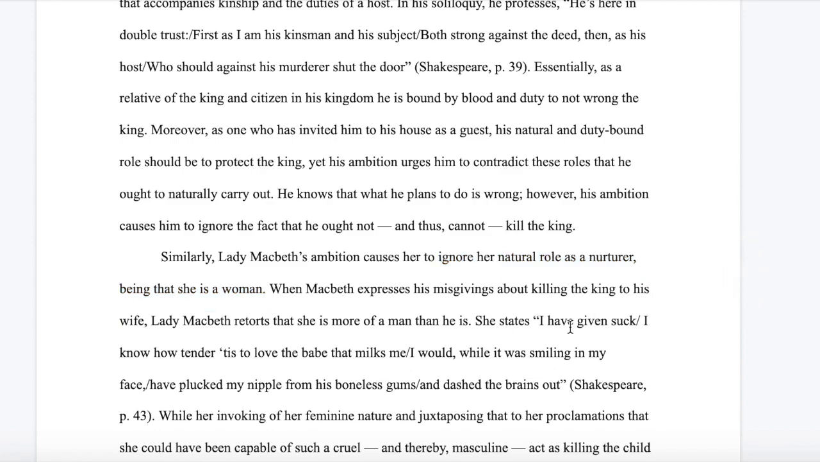I then provide context to introduce that quote, where she mentions all of those things, because she says this when Macbeth has misgivings about killing the king. So I give some background information about the quote that proves this before I actually introduce the quote. And then I introduce the quote.